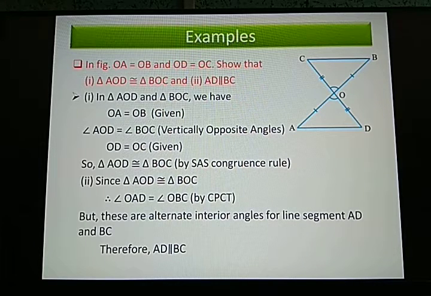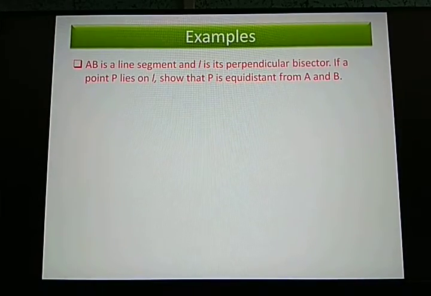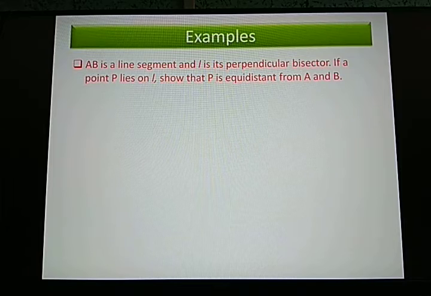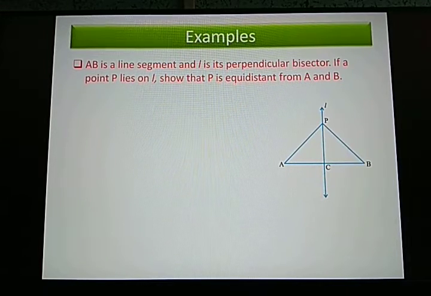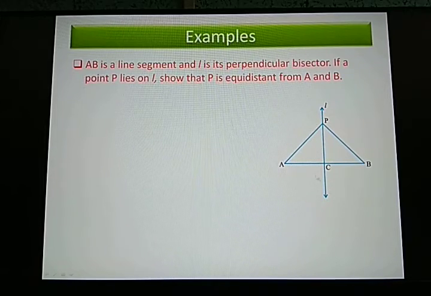Clear? Now moving on to our next example. Our next example says a line segment AB and a line L are perpendicular to each other, or you can even say that it is given here that L is the perpendicular bisector of the line segment AB. So let us see the figure, it will be more clear to us. So this is the figure. As you can see here, the line L is a perpendicular bisector on this line segment AB.